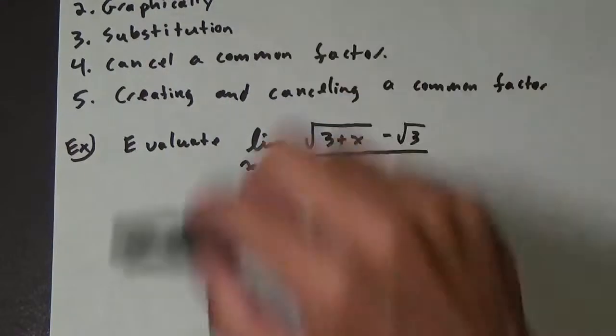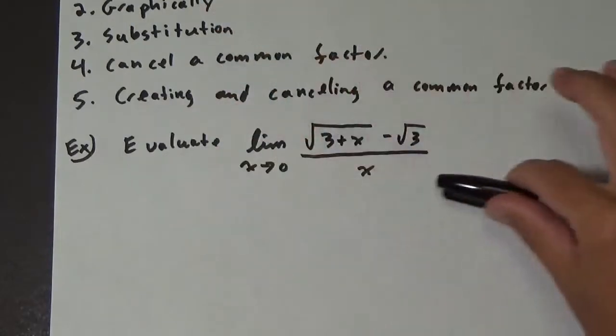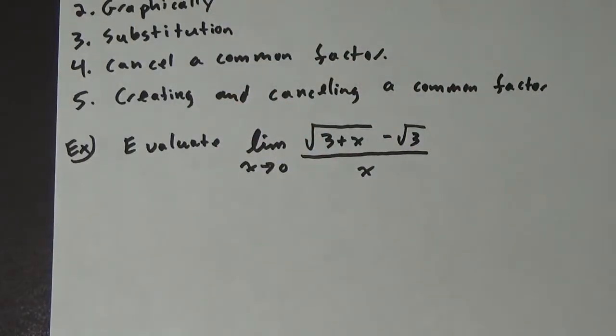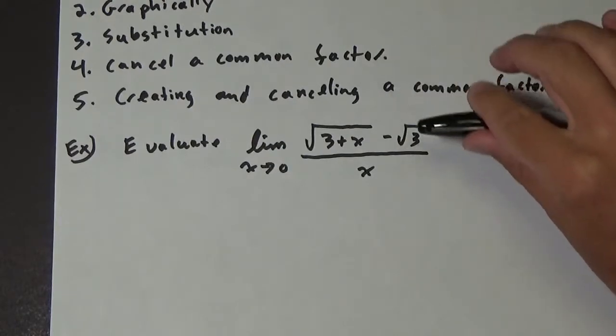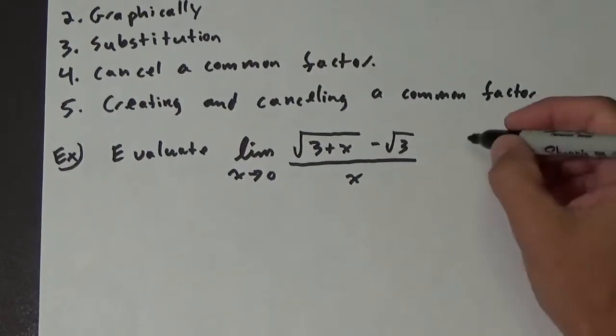Now, numerically isn't necessarily a bad idea, but that does take time, and if you don't have a calculator, it doesn't work. And a lot of this developing our limits is really to help us develop calculus, so we're going through techniques that we're going to use later on. But anyways, we try to cancel a common factor, but we realize we can't factor that. So the next thing we're going to try is to create and then cancel a common factor. The key to this is we're going to multiply by the conjugate.